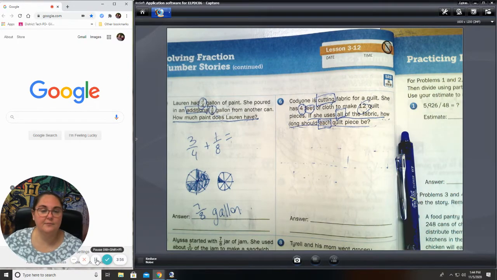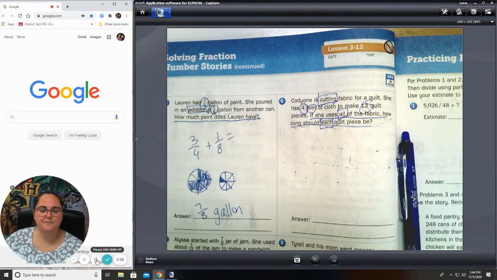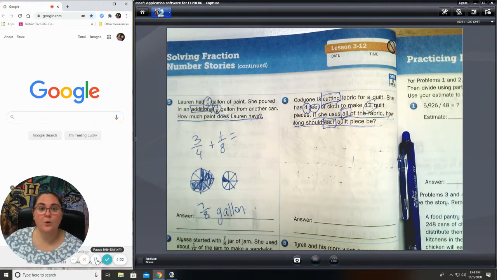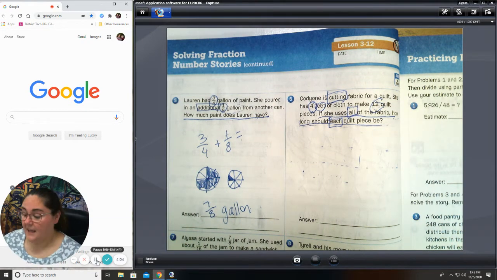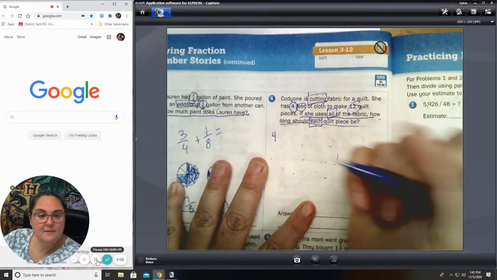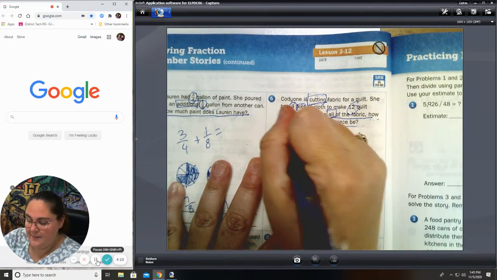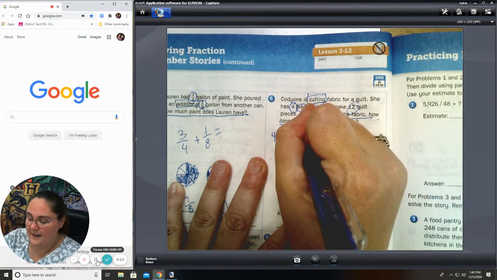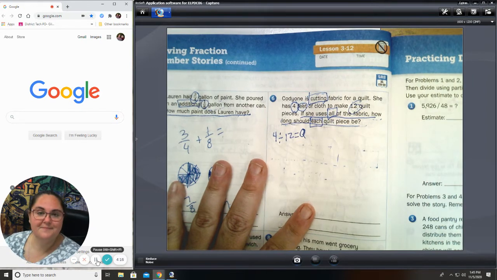Evaluate how to solve. What do you think we're going to do? Are we going to add, subtract, multiply, or divide? If you said divide, you're correct. So we are actually going to do 4 feet divided by 12 pieces equals Q for quilt.